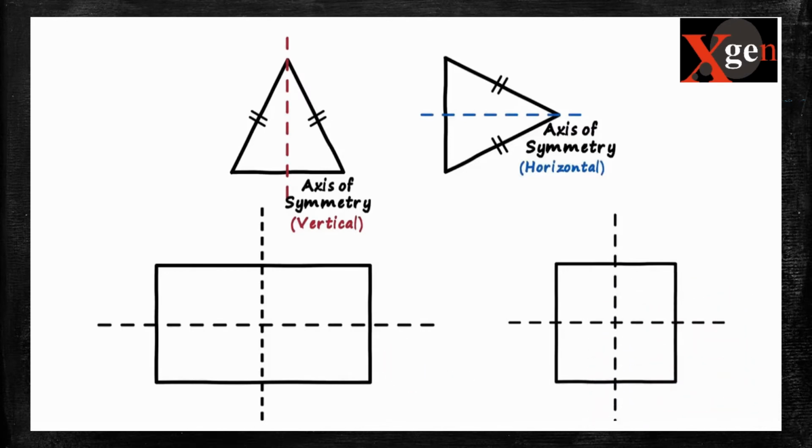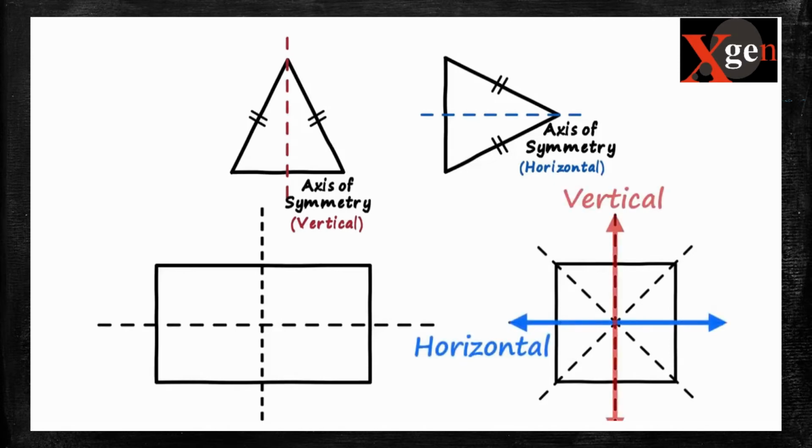But for a square, the two diagonals will also be the axis of symmetry. If we fold it along this diagonal, the parts match. And even if we fold it along this diagonal, these two parts overlap exactly. So a square has four axes of symmetry: horizontal, vertical, and the two diagonals.